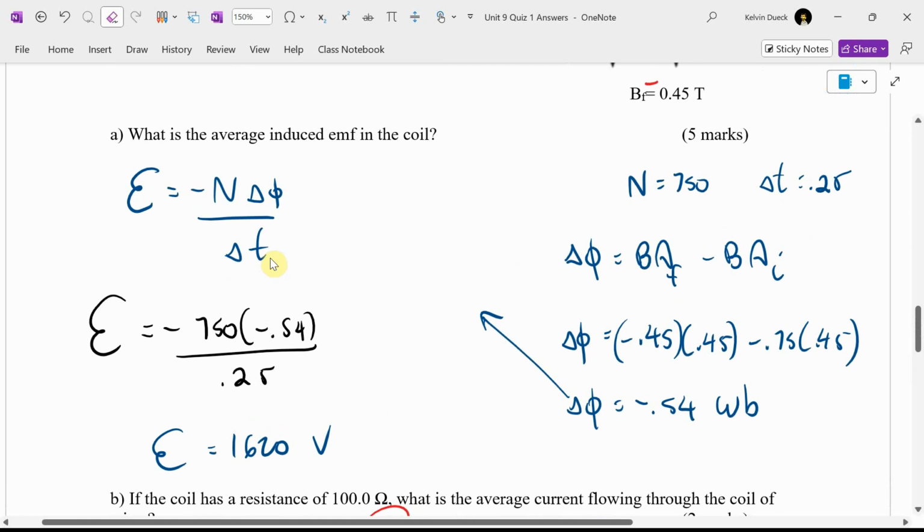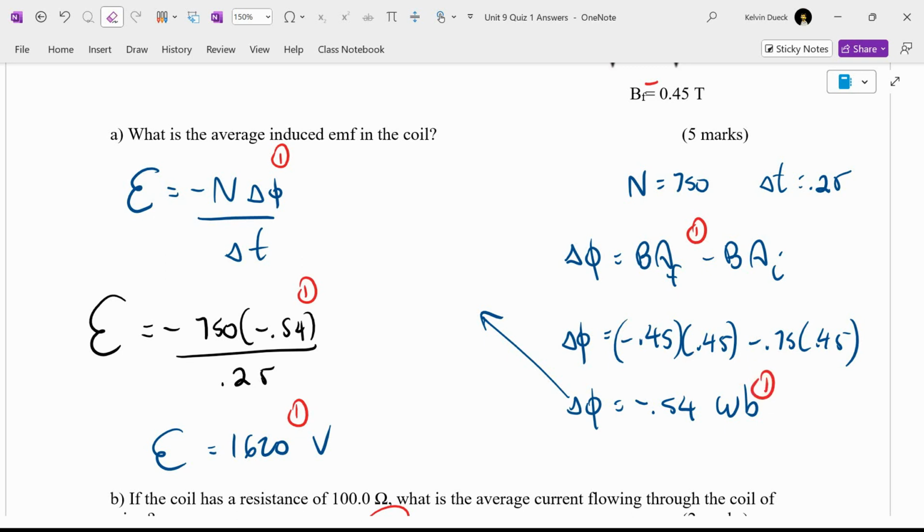For part marks, the previous one was worth more marks, 5 marks. I would probably do something like this. I think I'd give you 1 mark for recognizing it was Lenz's law, 1 mark for the answer, 1 mark for that. I'd probably give you 1 mark if I saw that, and 1 mark if I saw the Webers somewhere, or if I saw that expression, either or.